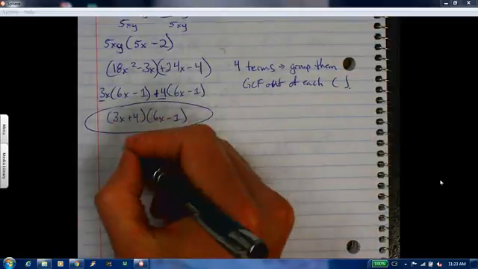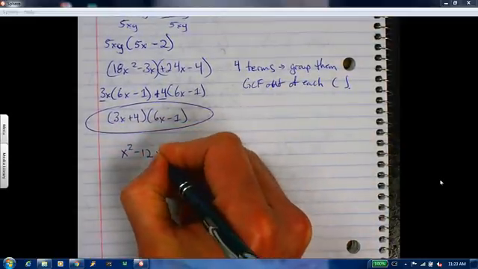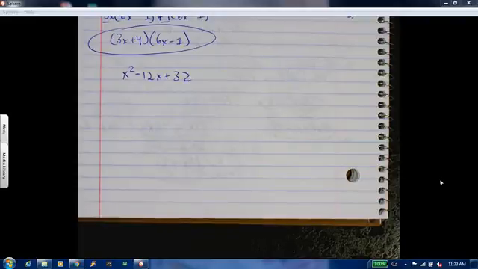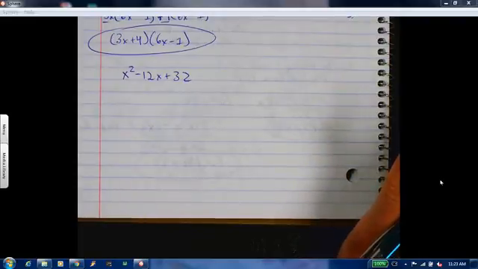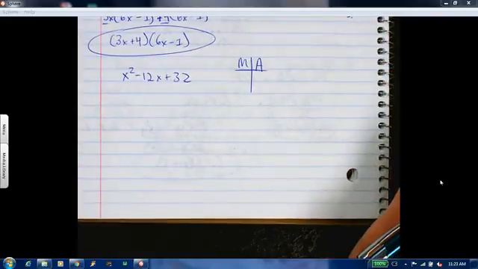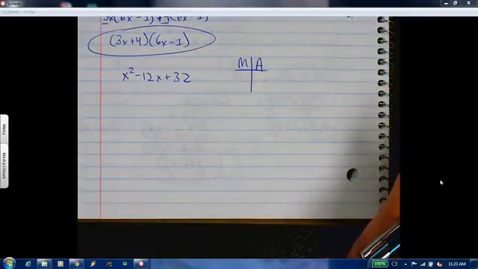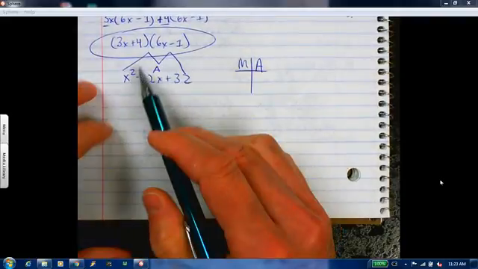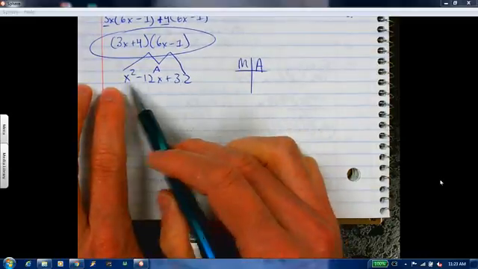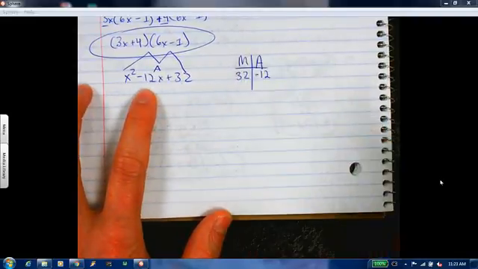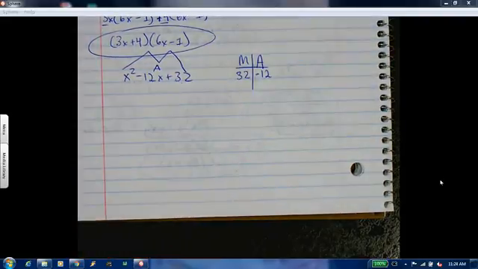Okay, what about if they just give you a trinomial? So this is where we did this. So we have the multiply is from there, and the add, there's the ma. So what's 1 times 32? So we're looking for numbers that multiply to 32, and they have to add to negative 12. Multiply to 32, add to negative 12.